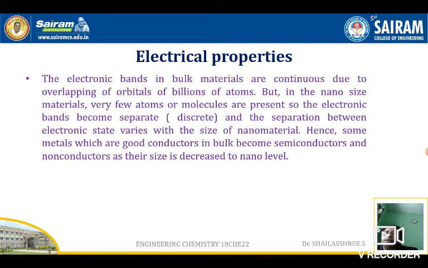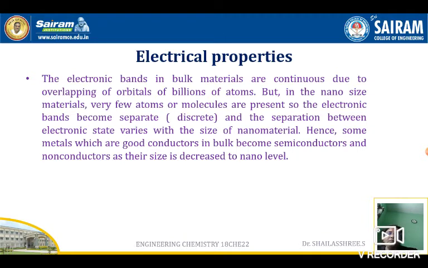Electrical properties. The electronic bands in bulk materials are continuous due to the overlapping of orbitals of billions of atoms. But in nano size materials, very few atoms or molecules are present. So the electronic bands become separate, and the separation between the electronic states varies with the size of the nanomaterial. Hence, some metals which are good conductors in bulk become semiconductors and non-conductors as their size is decreased at nano level.